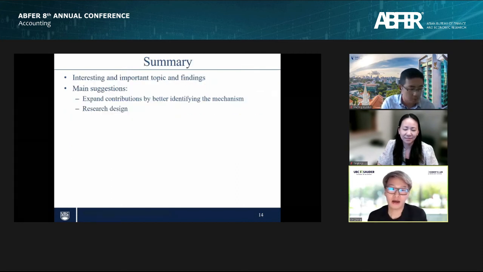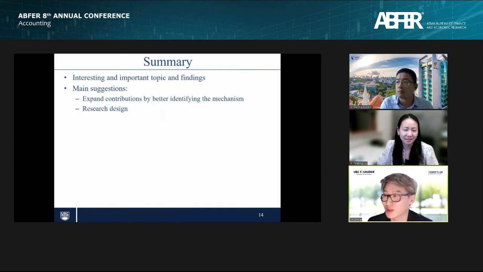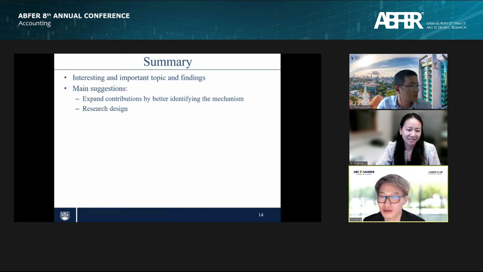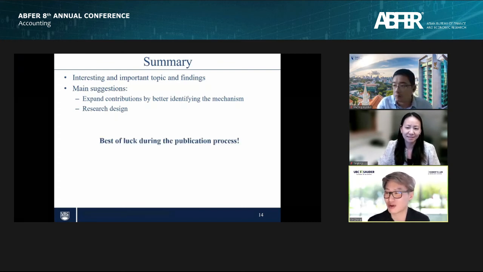To sum up my discussion, I think it's a very interesting and potentially important topic, and I think the findings have policy implications. My main point is related to better identifying the proposed mechanism, which can help really support and tighten up the story. Some of my comments are also related to research design, but that relies on the mechanism as well. So overall, I really enjoyed reading this paper. I wish the authors best of luck during the publication process.